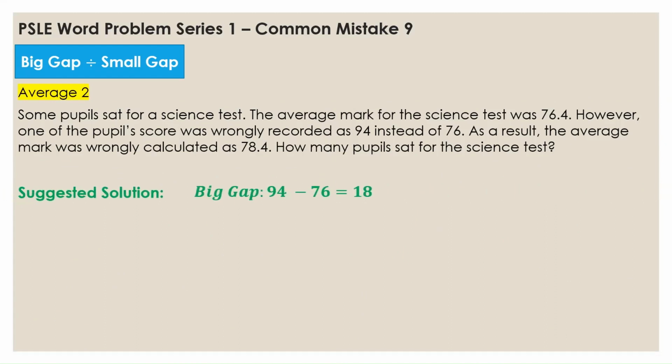94 minus 76 equals 18. This is the big gap. And to find the small gap, 78.4 minus 76.4, which is 2 marks. And 18 divided by 2 gets us 9 pupils sat for the test.